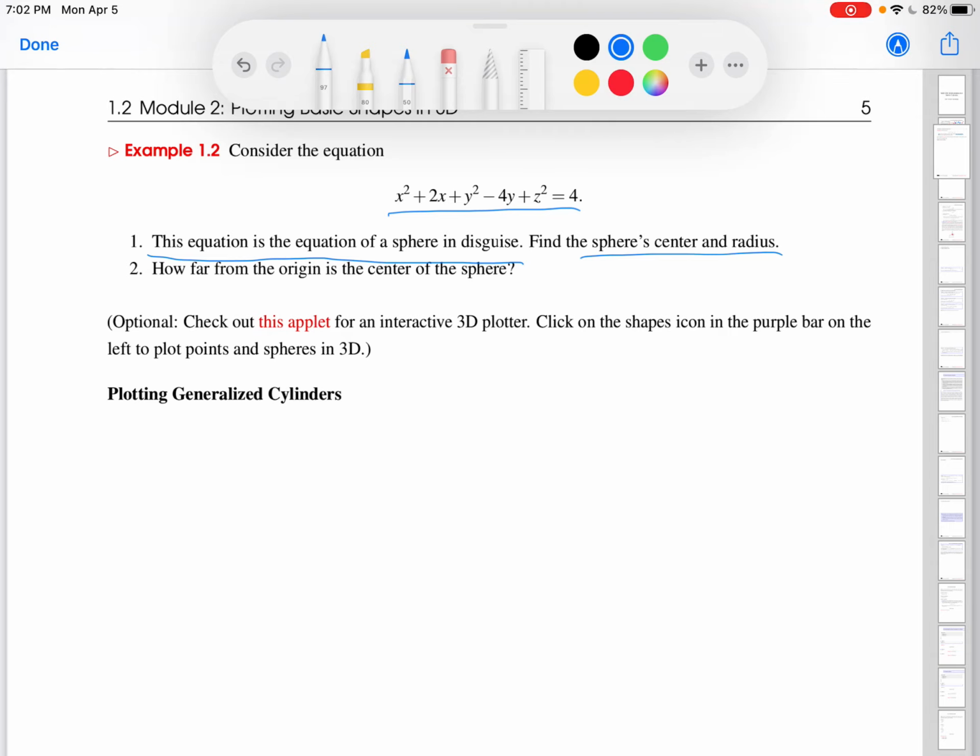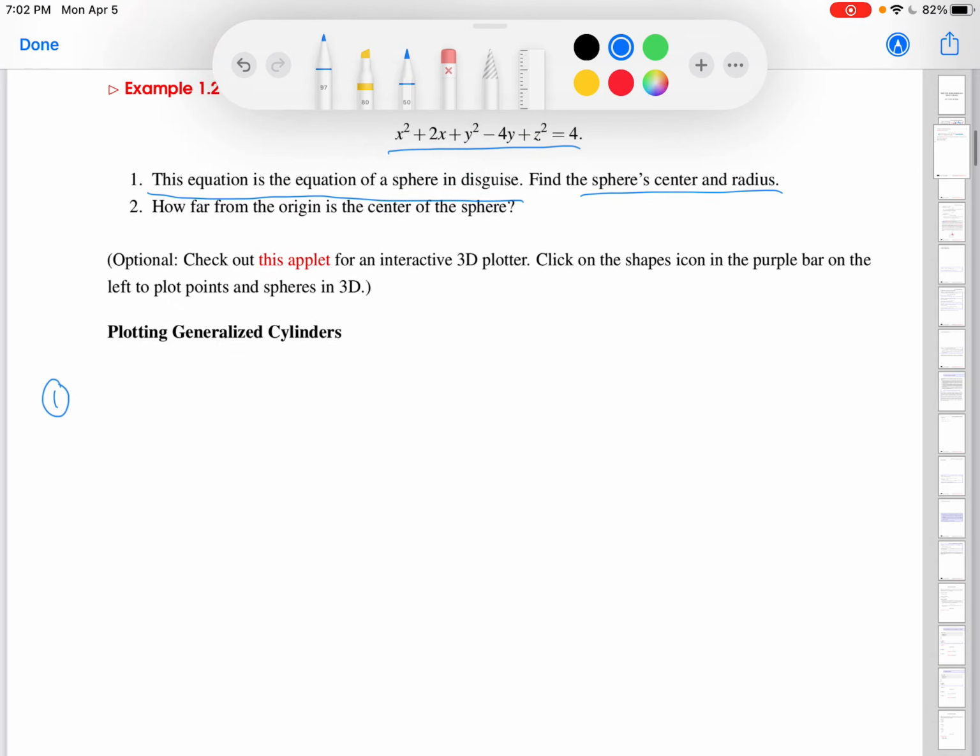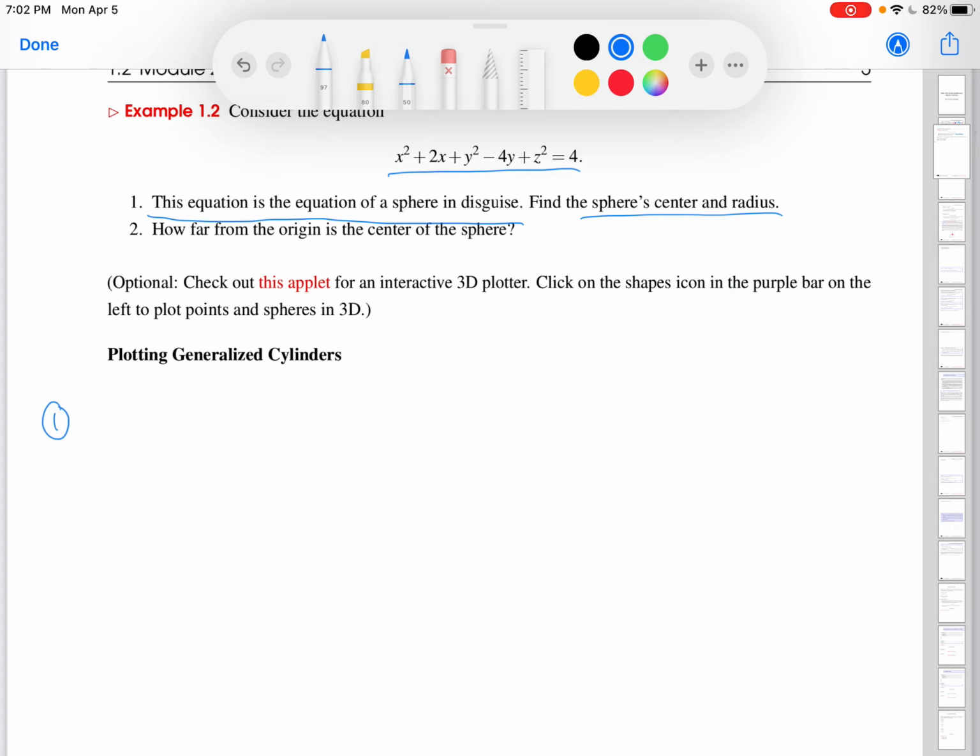Okay, so number 1 here is, well, what are we being asked to do? We're going to find the sphere's center and radius. To do that, we want to put the equation in the standard form that we talked about earlier. And to do that, we might have to complete the square, so I'll remind you how that goes.